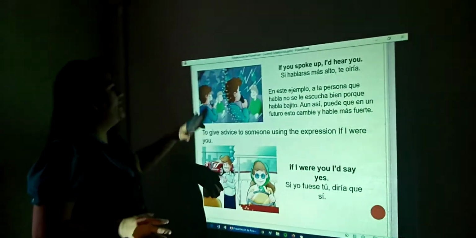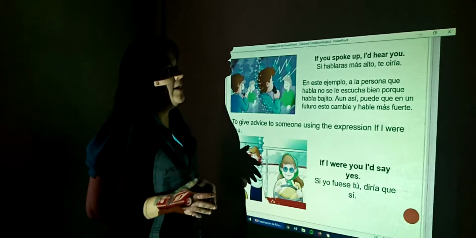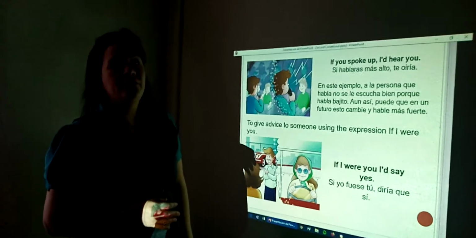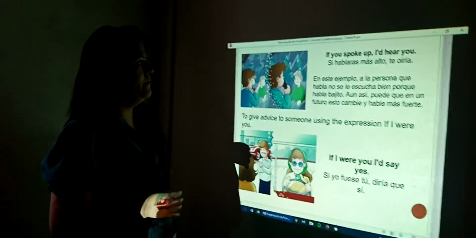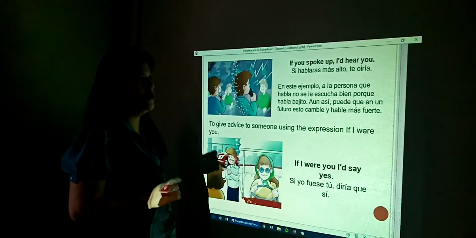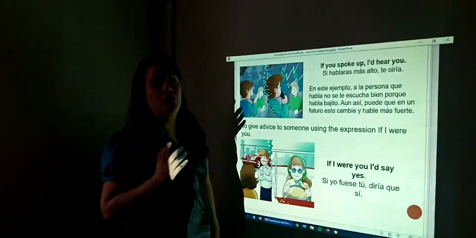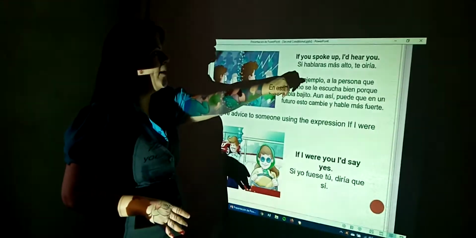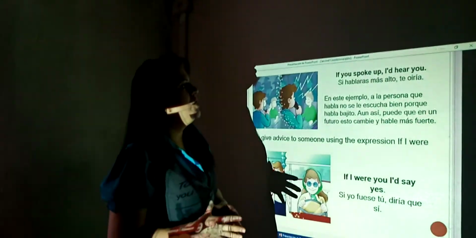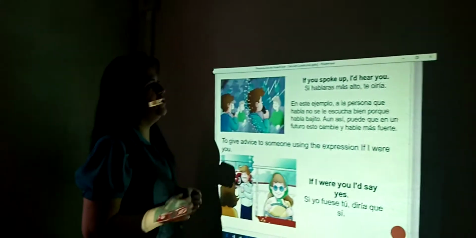And this picture is: if you spoke up, comma, I would hear you. Okay? Repeat. If you spoke up, I would hear you. Spanish: si hablara más alto, te oiría. Repeat. If you spoke up, comma, I would hear you. Spanish: si hablaras más alto, te oiría.